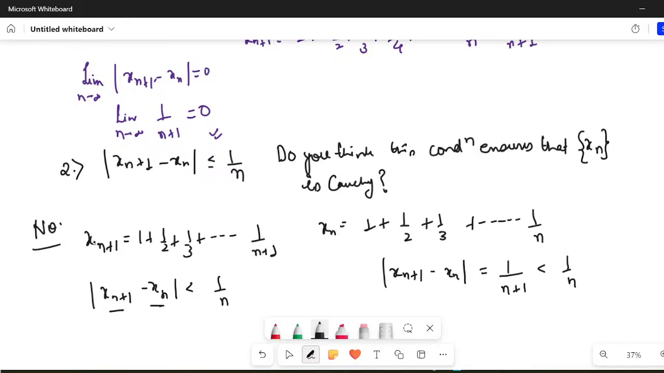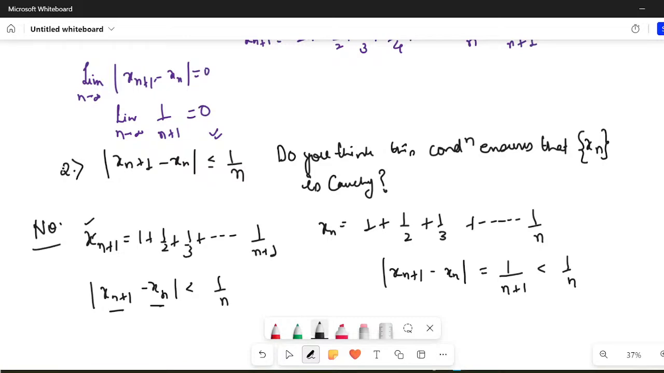So this particular sequence, xn equals 1 plus 1 by 2 plus 1 by 3 up to 1 upon n, satisfies this condition. However, this particular sequence is not a Cauchy sequence. So clearly you can state that this condition also does not ensure that the sequence xn is a Cauchy sequence.